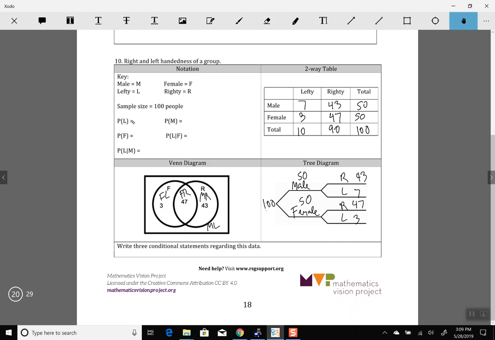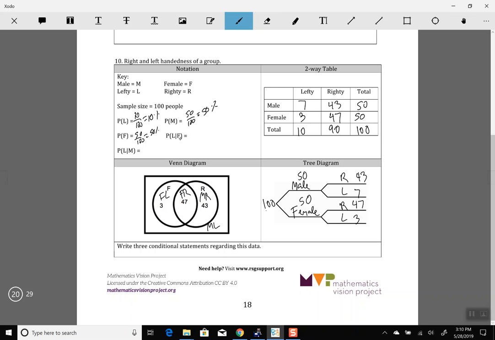So probability of being a lefty, there are 10 total lefties out of the 100. That's 10%. Probability of being female, 50 out of 100, or 50%. Probability of a male, same thing.